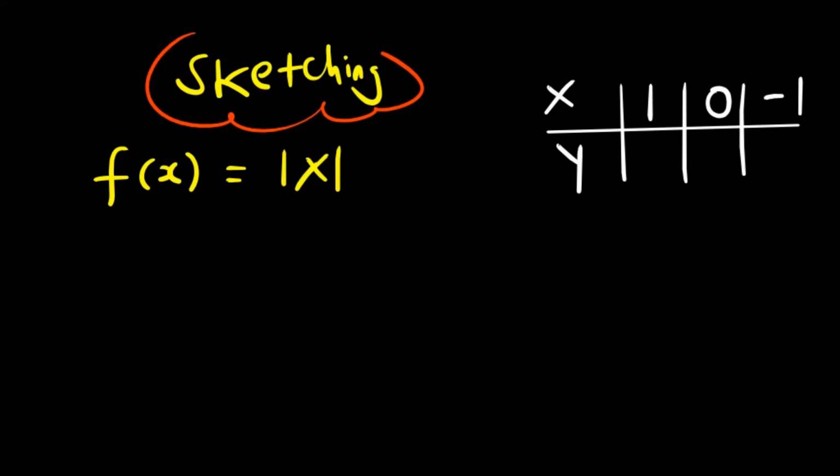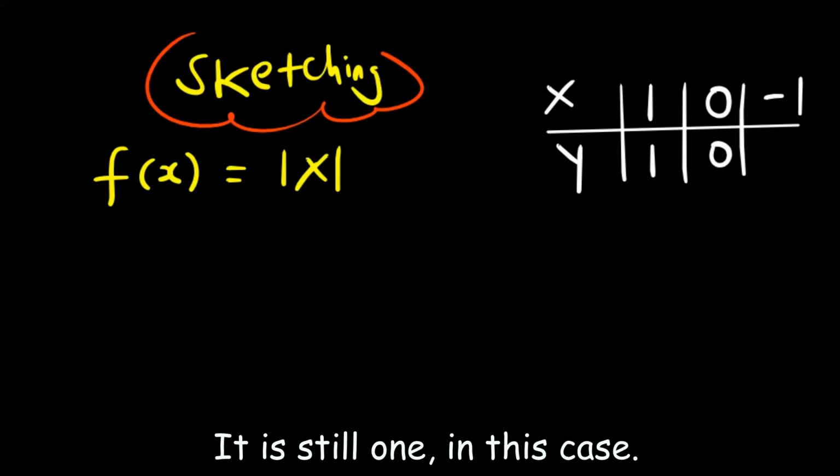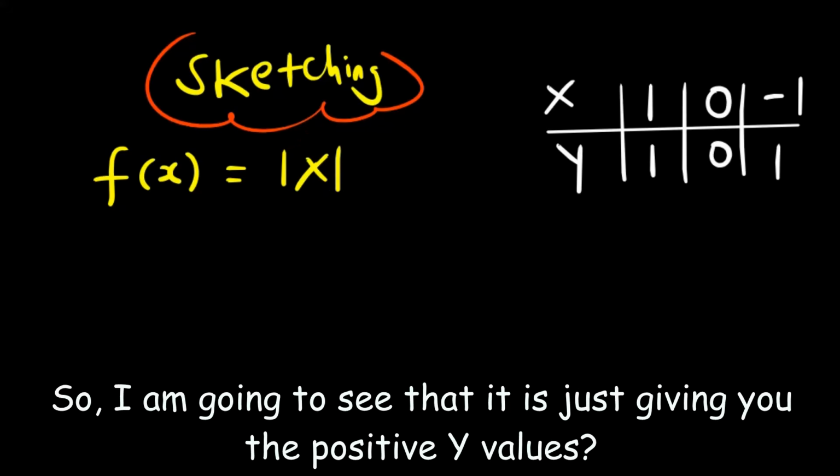Now wherever there's x here, we'll be putting these values that we've put there. If I put a 1 here, the modulus of 1 is what? It is a 1. If I put a 0, the modulus of a 0 there is what? It's a 0. If I put a negative 1 here, the modulus of a negative number is what? It is still 1 in this case. So you're able to see that it's just giving you the positive y values.